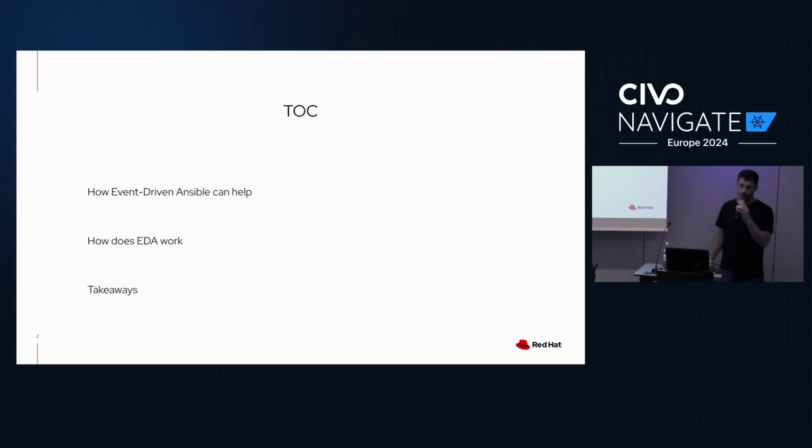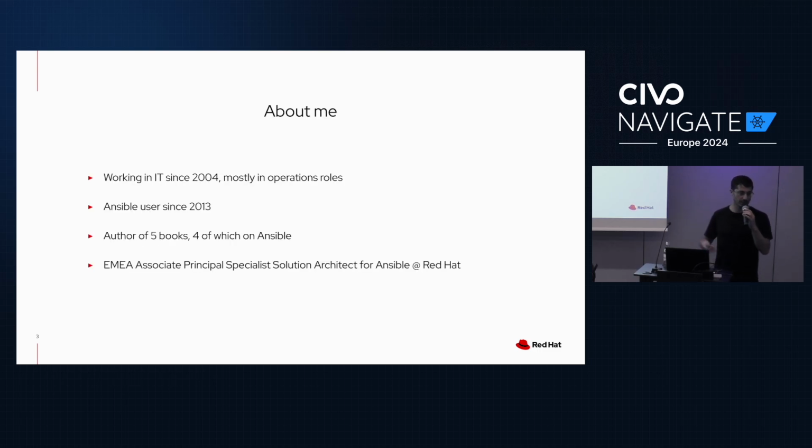So very briefly about me, I have been working in IT for the last 20 odd years, and mostly in operations kind of roles. So I am a sysadmin first kind of person, and I have been using Ansible for the last 11, 12 years now. And I have written books on it and other things as well. And now I am an associate principal specialist solution architect for Ansible at Red Hat, which basically means that I help big customers and partners to leverage our technology without shooting themselves in the foot.